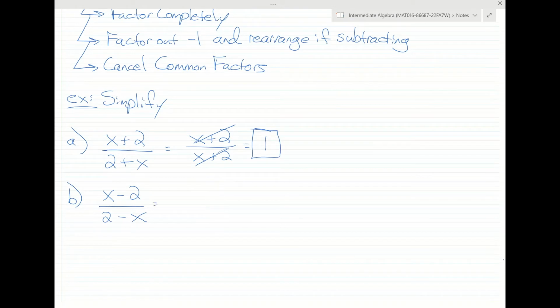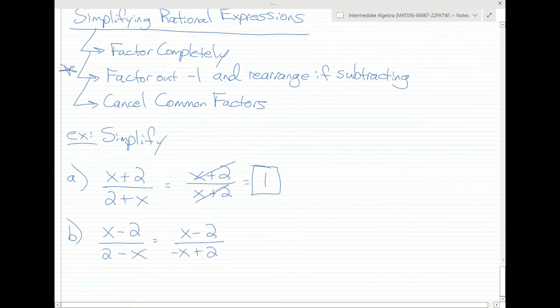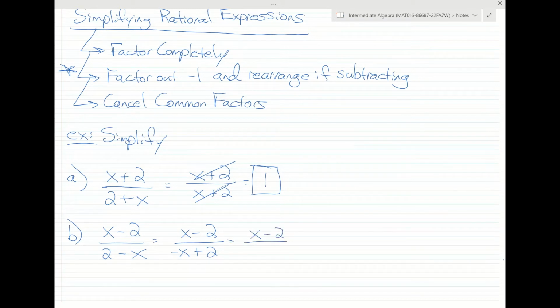What we could do is just rearrange this one, and we just get x minus 2 over negative x plus 2. And this is what I was talking about over here, where it says factor out the -1. If we take out a -1 from the bottom, we see it's the same thing on top and bottom. So these cancel, and you just get 1 over -1, which is -1.